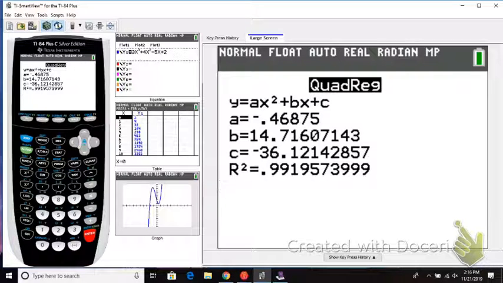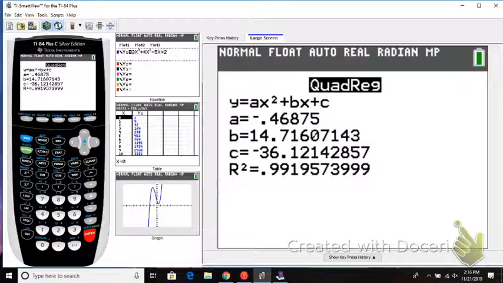But our equation is different than when we did linear, because when we did linear, we did y equals mx plus b. And when we did this, it did y equals ax plus b. So you use the a and the b to write that equation. Now we need to fill in y equals ax squared plus bx plus c, because we're talking about a quadratic graph instead of a linear graph. So you're just going to take and fill in these numbers. So I have y equals negative 0.47 x squared plus 14.72x, and then minus 36.12.